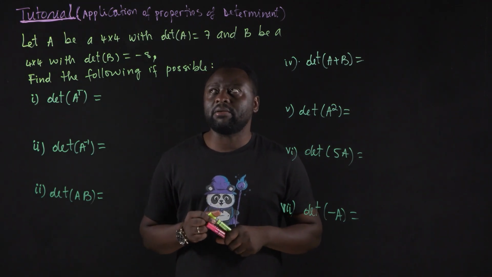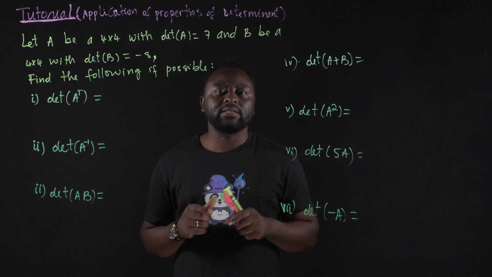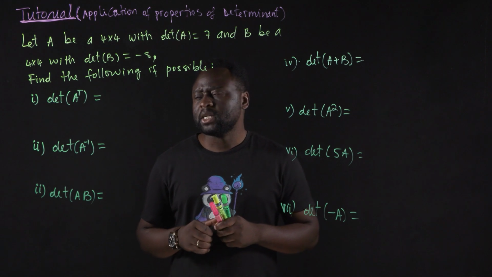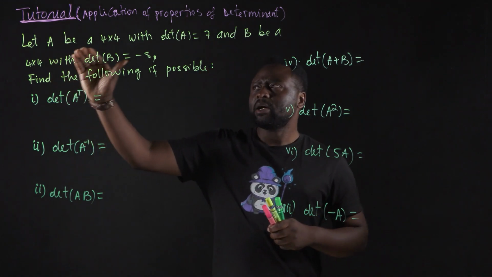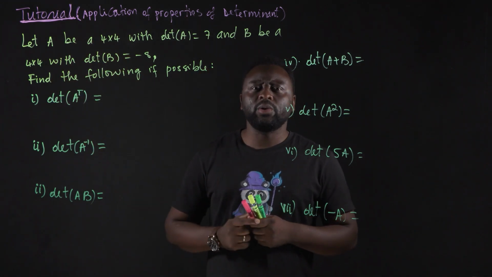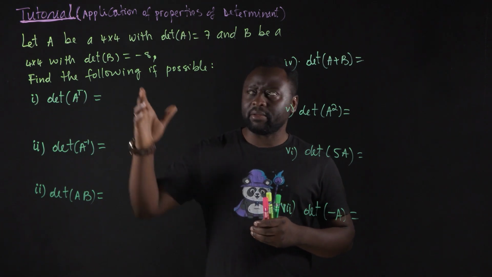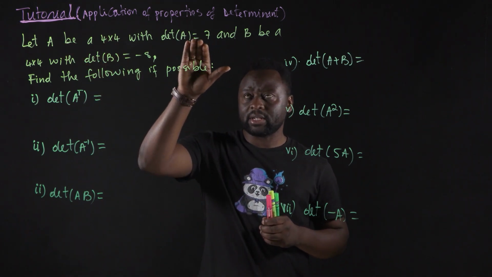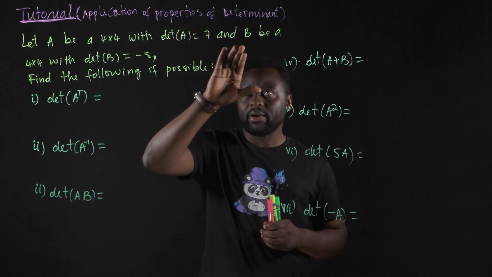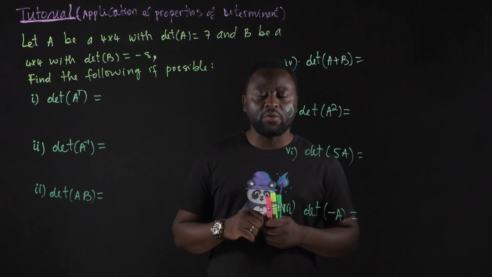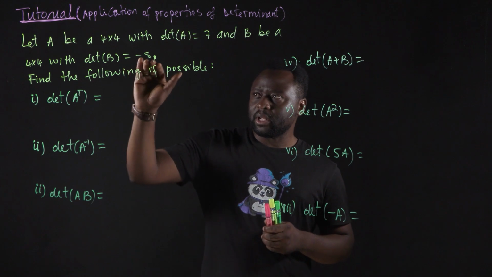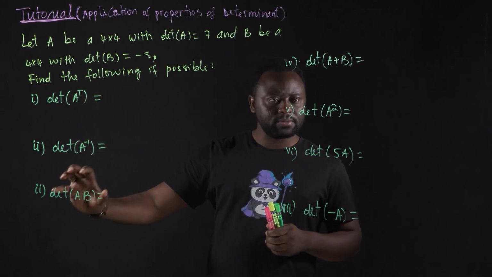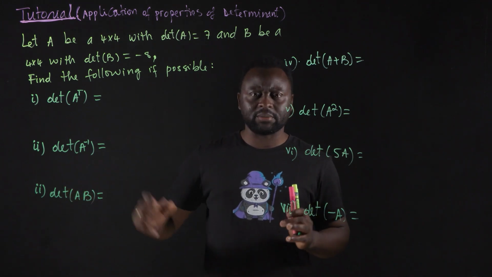We are applying the properties of the determinant that I've explained in the previous video, okay? So we want to start here with this equation. This is from the tutorial. I want us to consider a matrix A, which is a 4 by 4 matrix with the determinant equal to 7, and another matrix B, which is also a 4 by 4 matrix with a determinant equal to -8. I want us to find all these 7 questions if it's possible, okay?